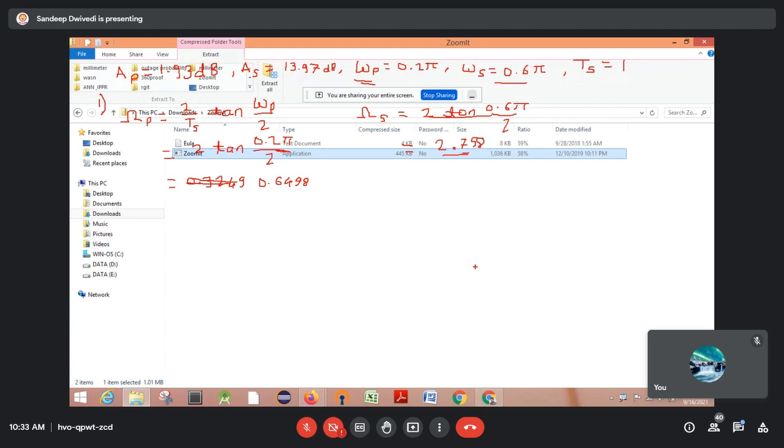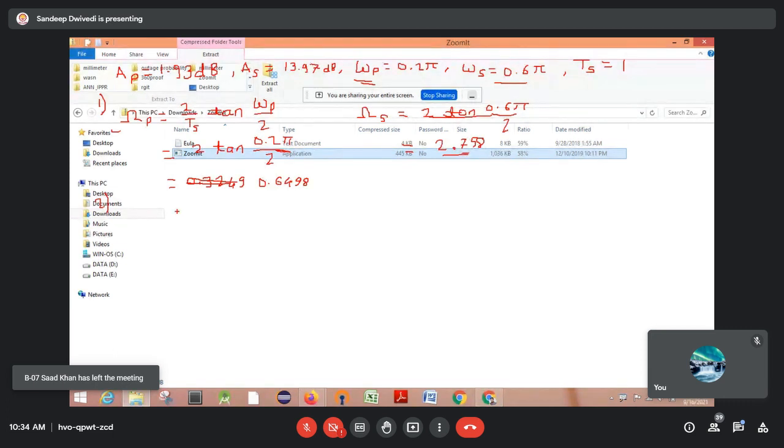Okay, so 2.75 will be the stop band edge frequency. First of all, why are we doing this? Because we want to design first the analog filter, so we need to find the analog frequencies. These frequencies are given for the digital filter, the digital specifications. From that you need to find the analog ones.